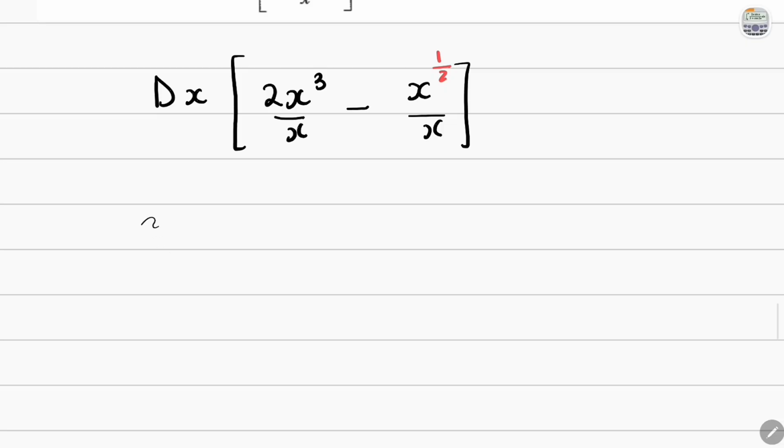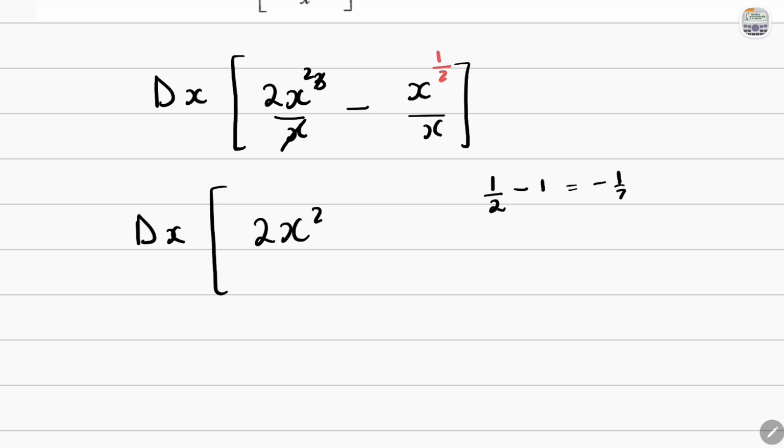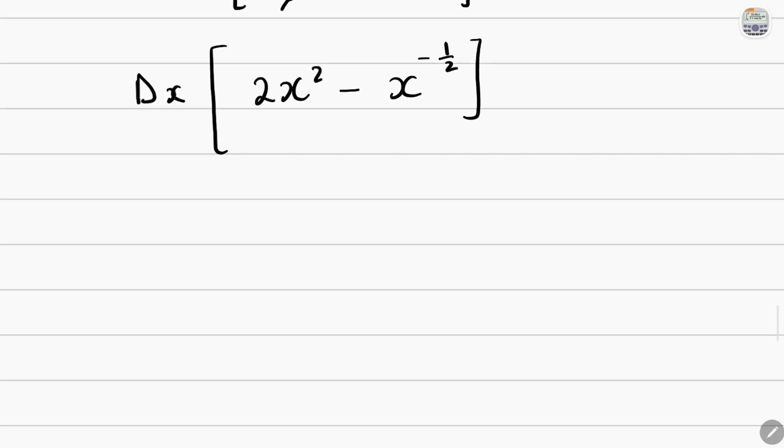And now we can simplify these fractions. So dx, and we have 2x to the power of 3 divided by x. You see that an x would cancel there, and we have x squared left there. And so this is 2x squared, and then this one, you're really just saying, if we are dividing by the same bases, we're going to subtract the exponents. So the exponent of a half minus this exponent here, which is a 1, becomes negative a half. So this is minus x to the power of negative a half. Okay, and this is what we have.